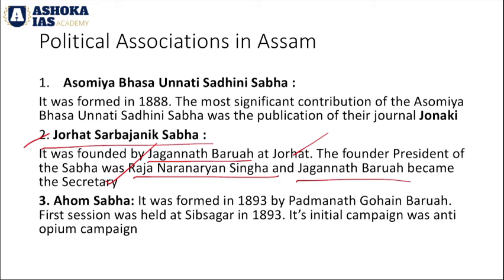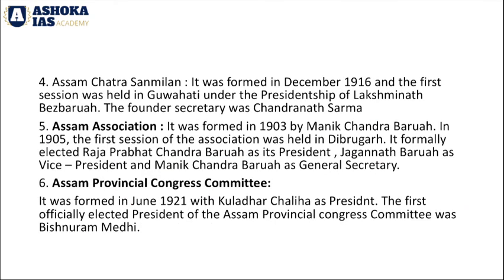Next important association is the Ahom Sabha. It was formed in 1893 by Padmanath Gohain Barua. First session of this Sabha was held in Sibsagar in 1893, and the initial campaign of this Sabha was the anti-opium campaign. This thing is very important. Initially, the Ahom Sabha was not a political association, it was primarily directed against opium, but later it indulged itself in political activities.